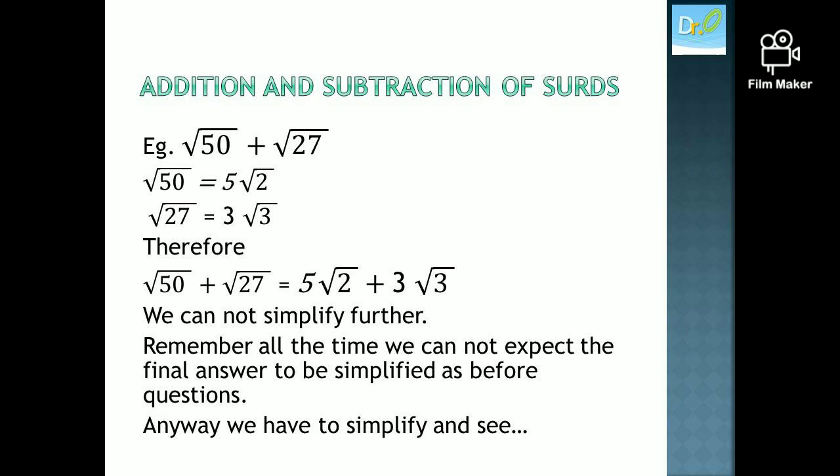Then you can understand that these two terms are not similar surd expressions. Therefore, you cannot simplify further. Then you can write your final answer as 5 root 2 plus 3 root 3. So remember children, surds with unlike terms inside the square roots won't be simplified further. Anyway, try to simplify them and see whether the terms can be simplified further. But remember, sometimes further simplification won't be applicable.